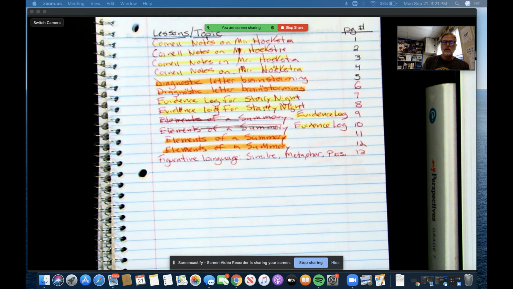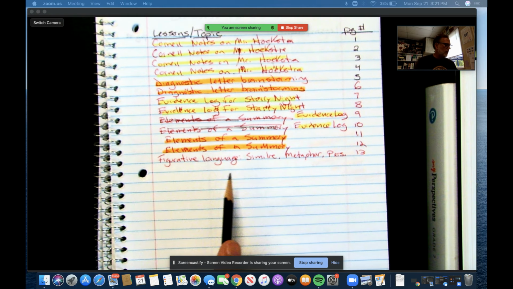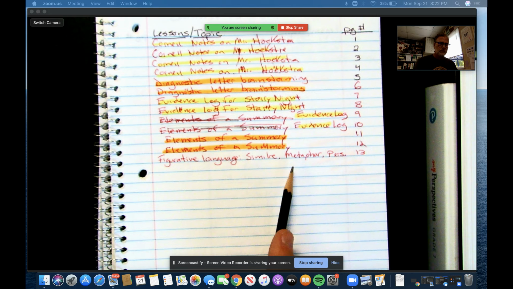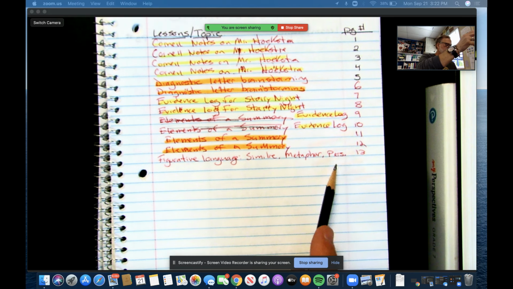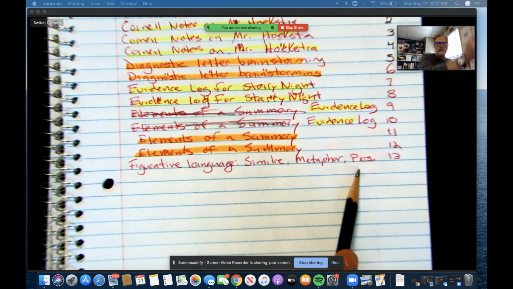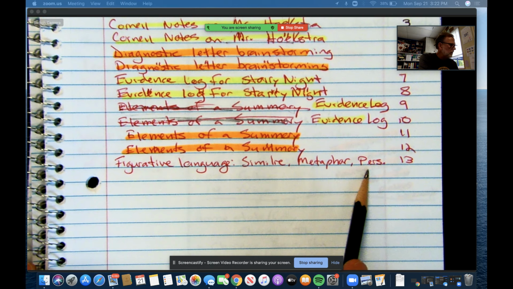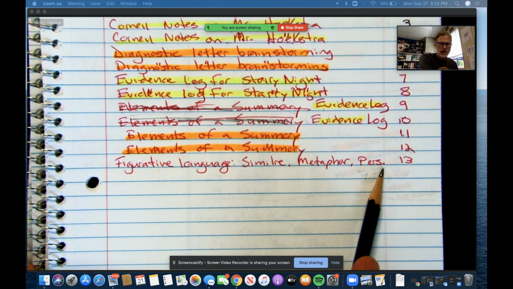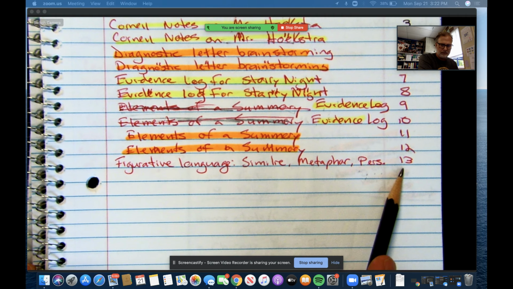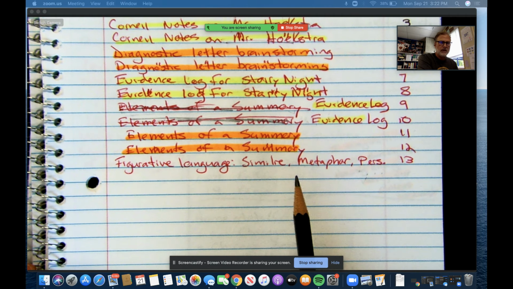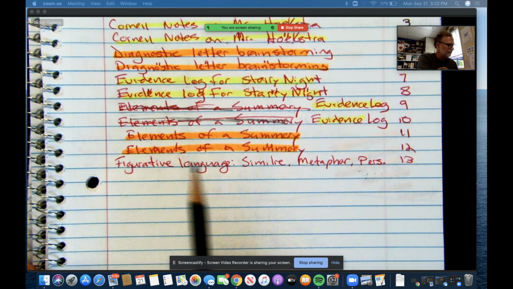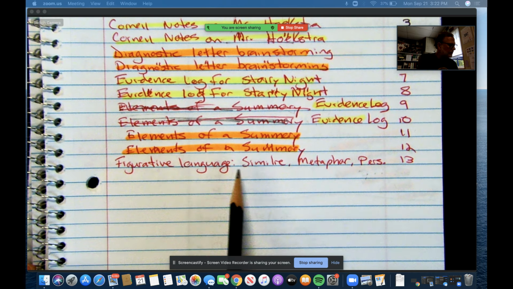We're going to be working on this one here, which is figurative language. And we're doing simile, metaphor, and personification. Unfortunately, I couldn't fit the whole word of personification here, so I had to abbreviate it, and we'll put it on the title of the page on page 13. Again, if this moves too fast, you're going to be able to get this from the recording. So it's figurative language, simile, metaphor, and personification.